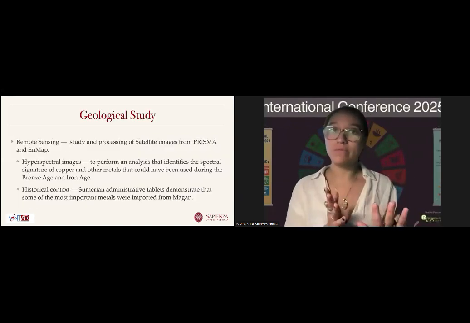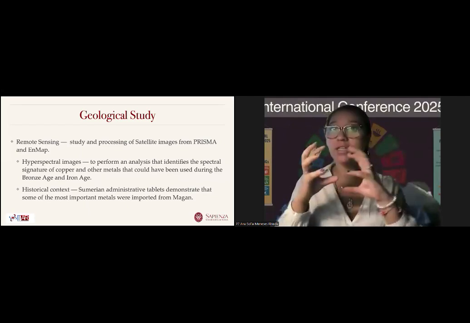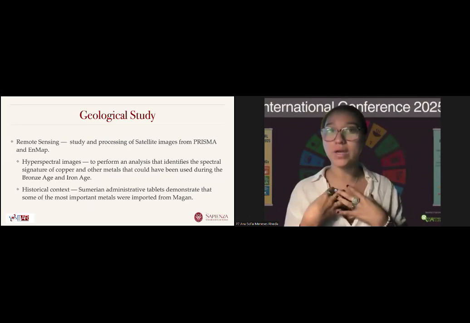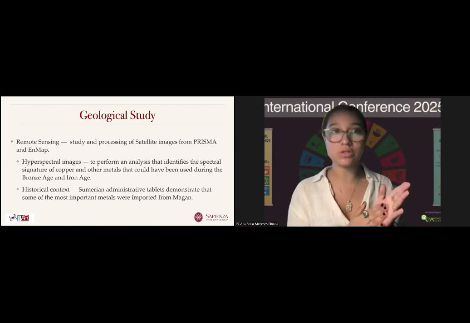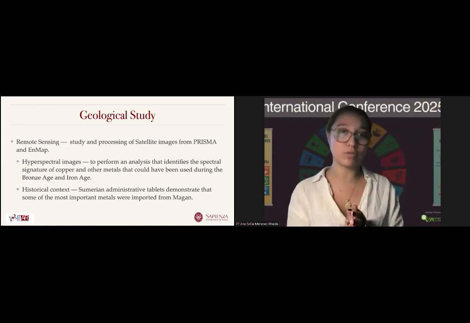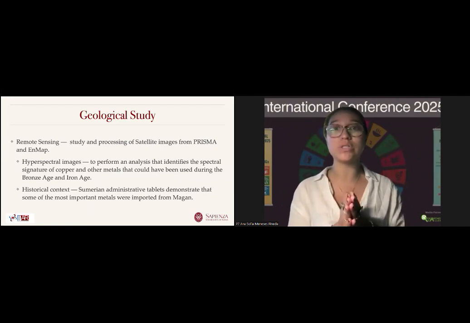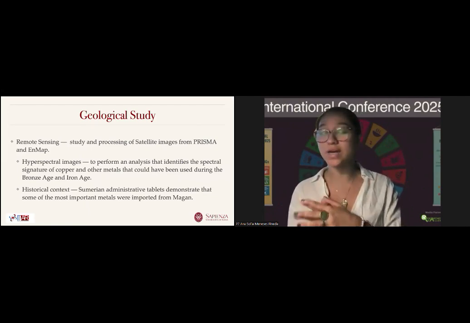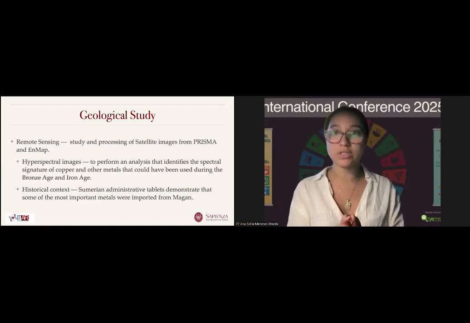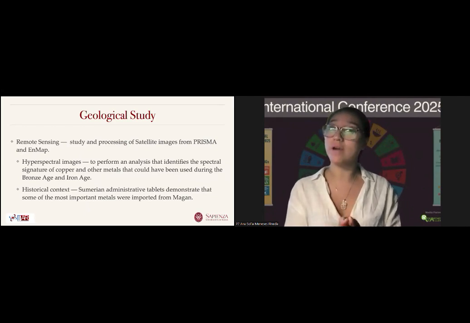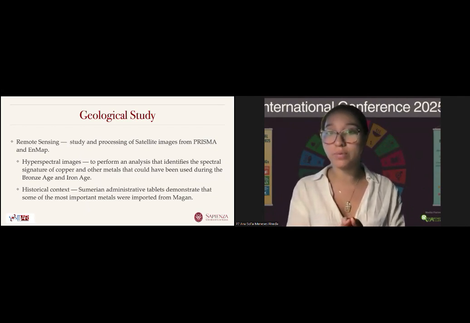I'm just going to go very quickly into the different interdisciplinary aspects of my research and why they're important. First, we start with the geological study, and this also includes remote sensing, because at this point we're using satellite images from the PRISMA satellite and EnMAP in order to perform a hyperspectral analysis of the images to identify the spectral signature of copper and other materials and metals that were very important during the Bronze and Iron Age and shaped the development and the trade of the ancient people in the Persian Gulf itself.